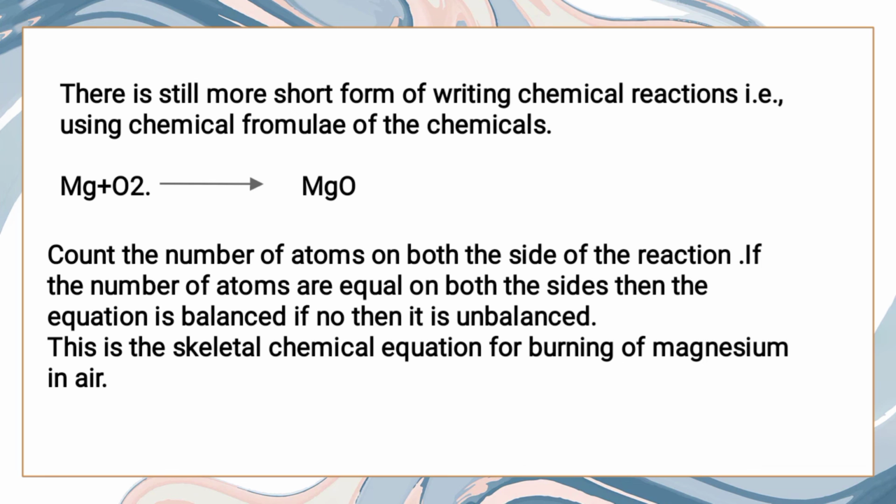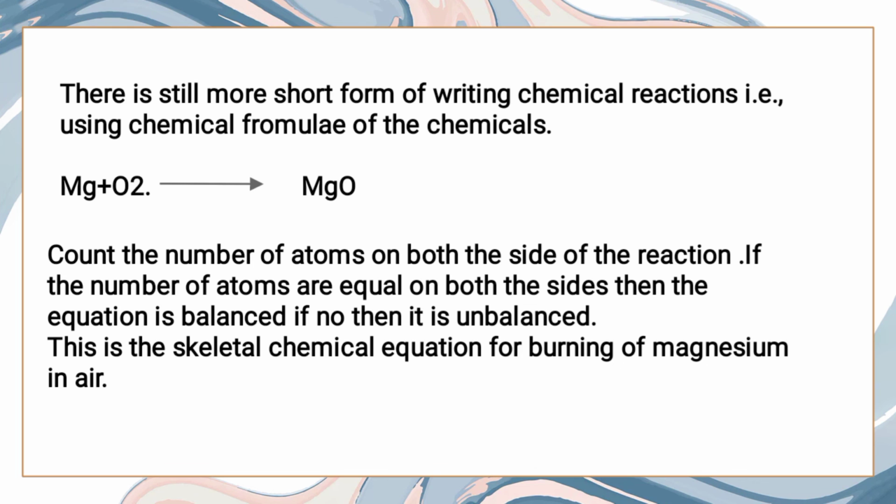So when you write a reaction, you need to count the number of atoms of the reactants and the number of atoms of the products. When you are counting this, if the number of atoms on both sides is equal, then the equation is balanced. If not, then it is an imbalanced or unbalanced equation.